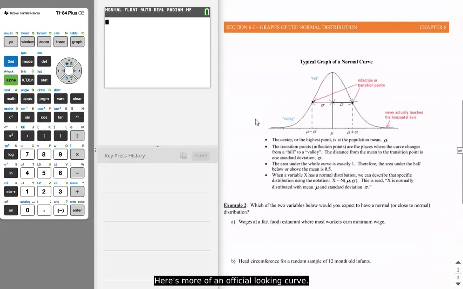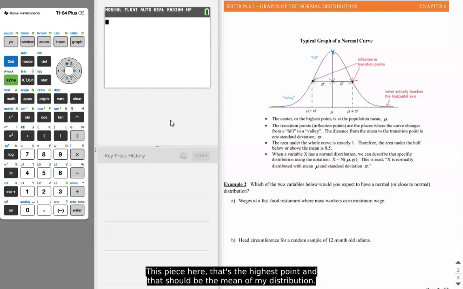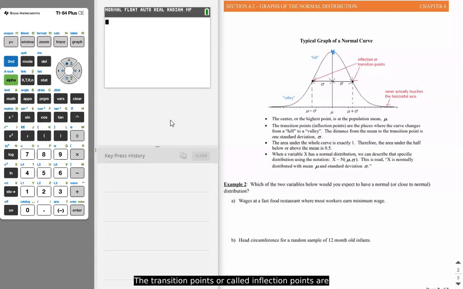All right, so here's more of an official looking curve, a typical graph of a normal curve. We have a couple things that I'll highlight. The first thing says the center, or the highest point, is at the population mean. So this piece here, that's the highest point, and that should be the mean of my distribution. The transition points, called inflection points, are the places where the curve changes from a hill to a valley. The distance from the mean to the transition point is 1 standard deviation.